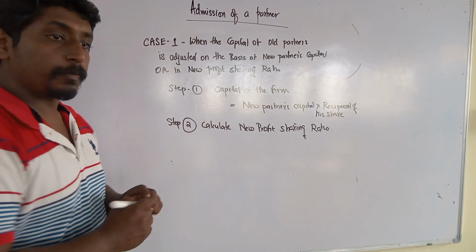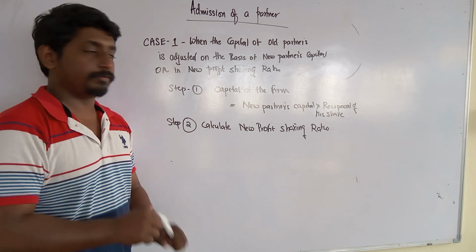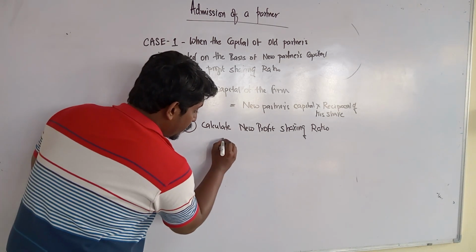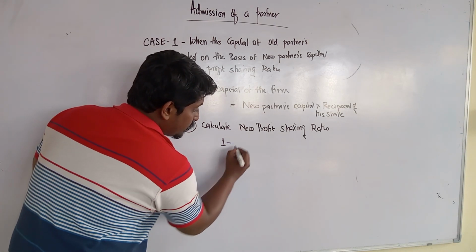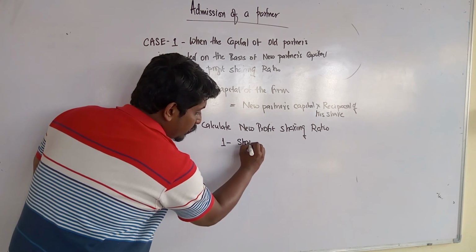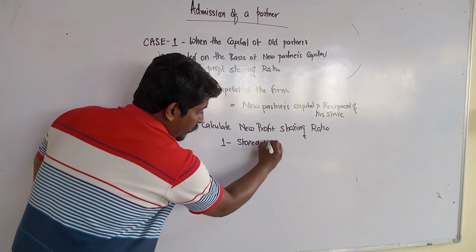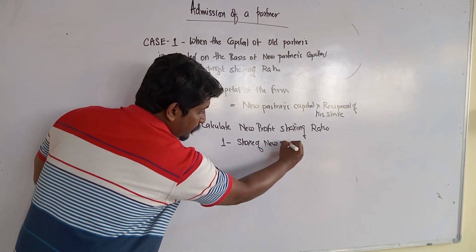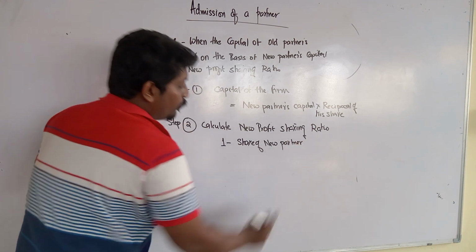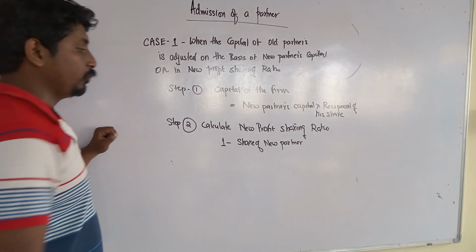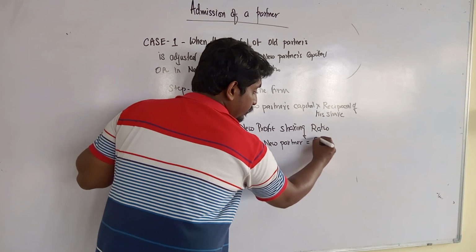We can find it out. Always remember the total share is 1. So 1 minus share of new partner. 1 minus share of new partner, you will get the remaining share.